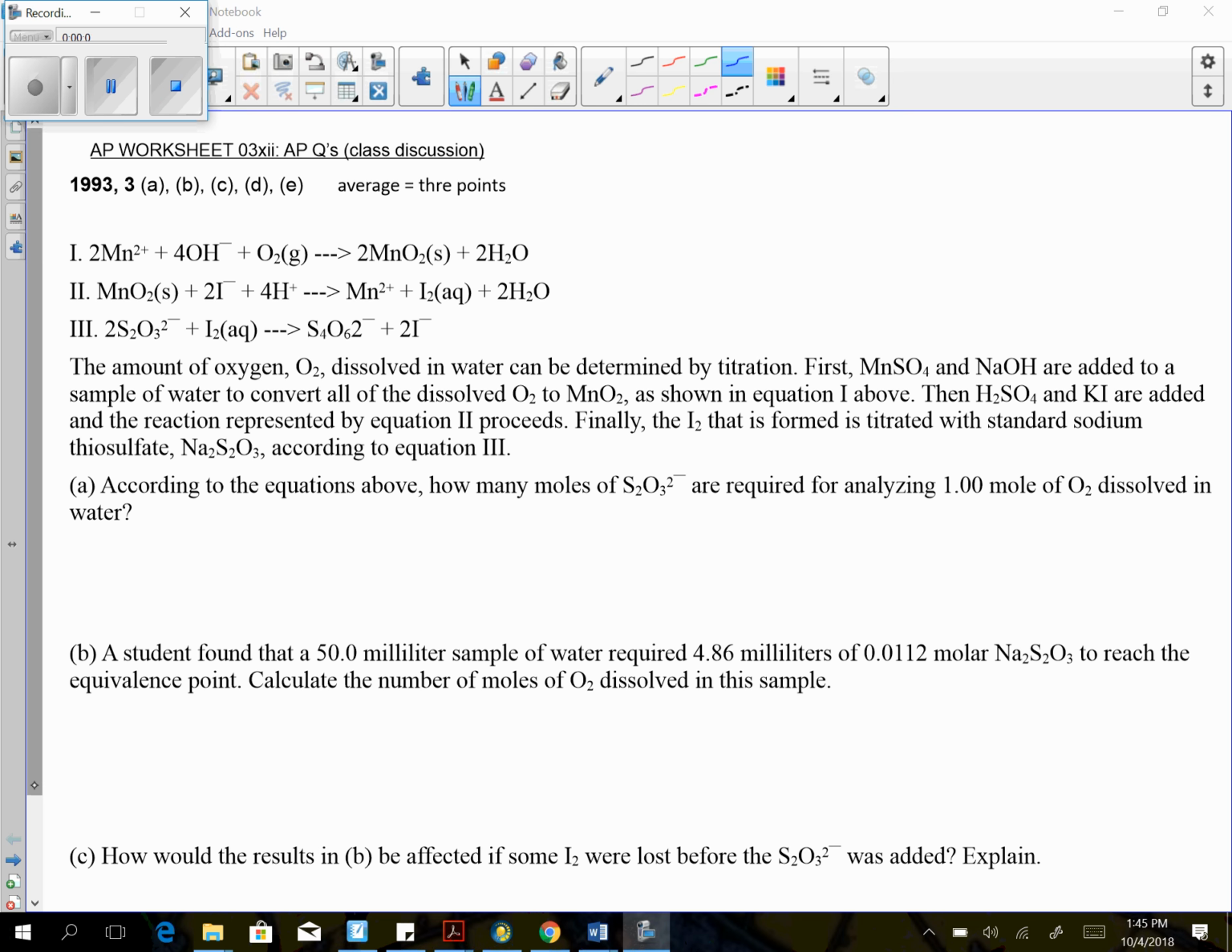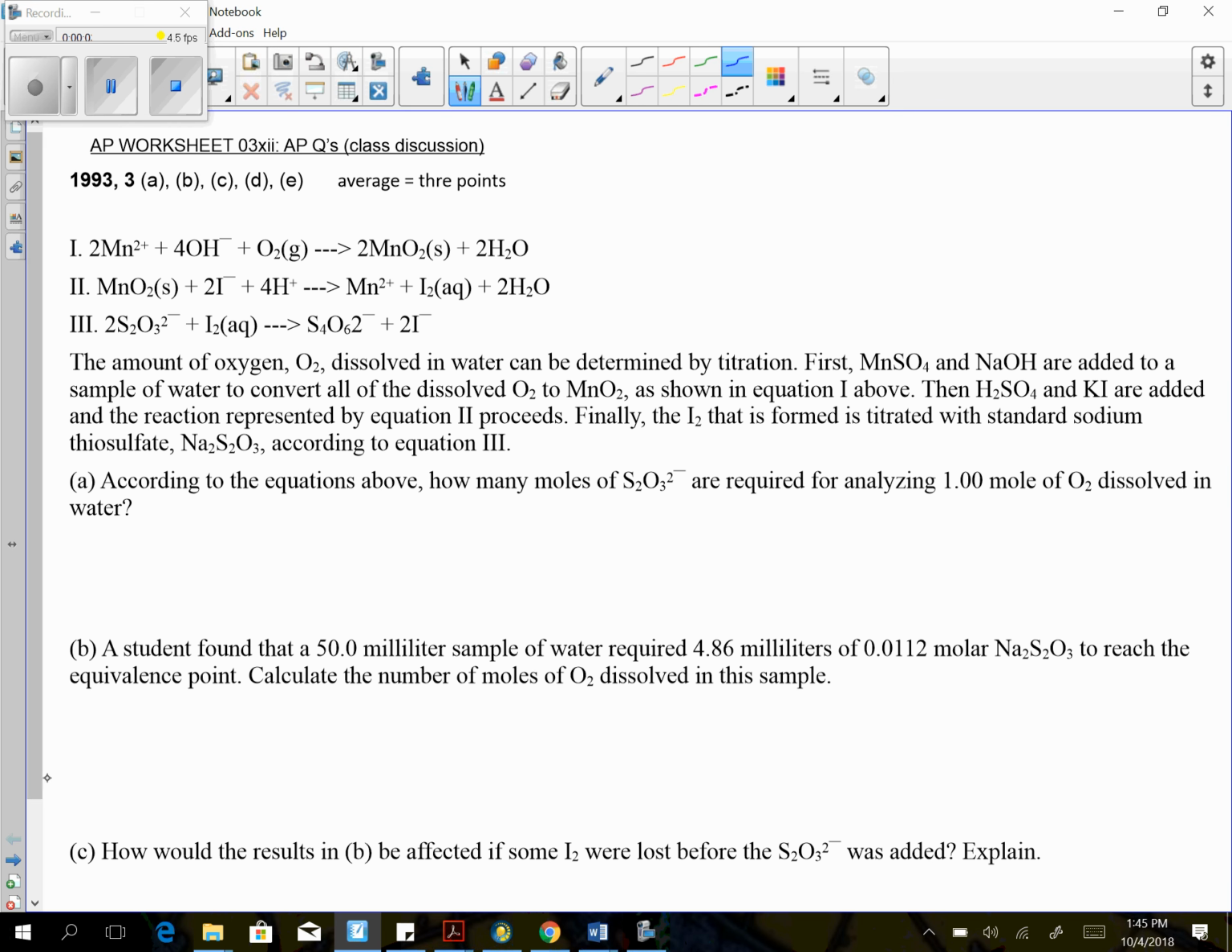This is the Chemical Reactions AP worksheet. We're in 1993, question number 3. And so we have these 3 reactions, and we are trying to find the amount of oxygen dissolved in water. In order to do that, you titrate it first with manganese sulfate and then sodium hydroxide.